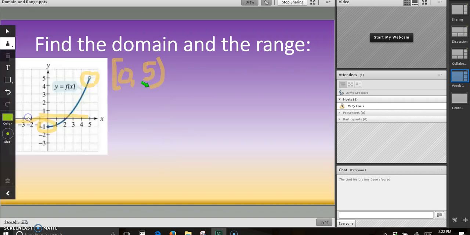All right, let's do range. As we're going down, we're coming up. This is the smallest one, and that y value is negative 1, and it's equal to. As we keep going, we have this y value at 5, but it's an open circle, so it can't equal it, so we're going to do parentheses. So that was kind of tricky.